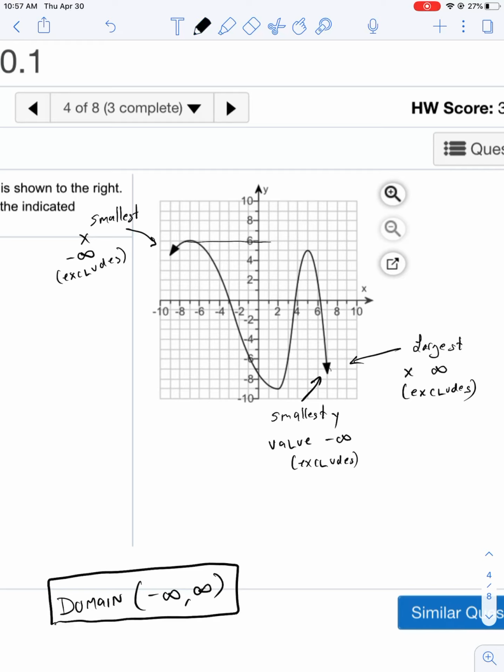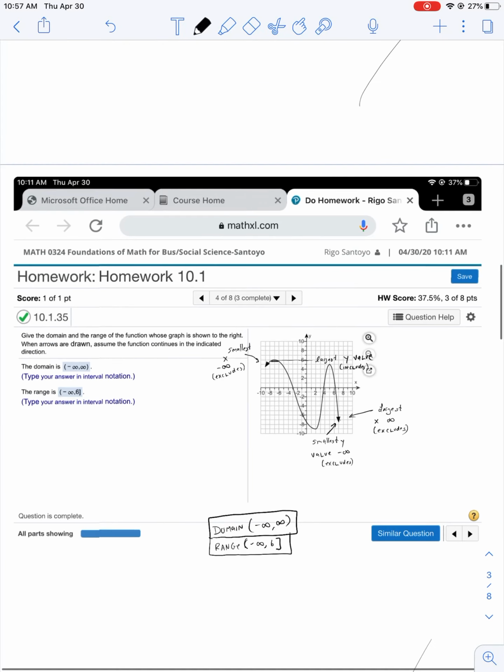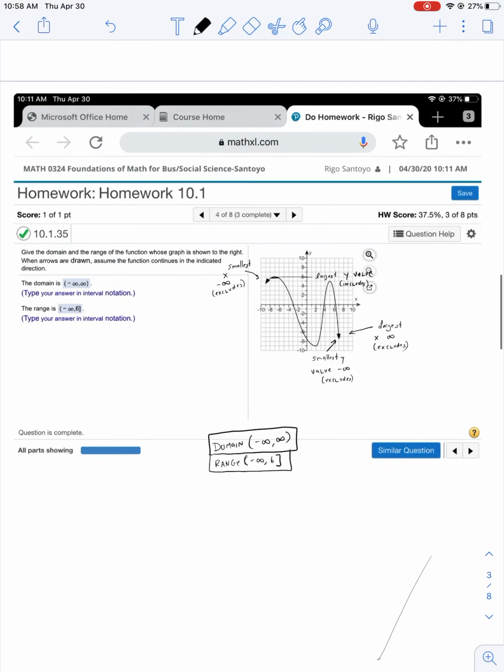So this right here is the largest y value, and here we can see that it includes it, because it actually hits that number there. So our range, open parentheses, negative infinity, comma, and then it hits the 6 with our bracket. All right, so some nice examples of domain and range.